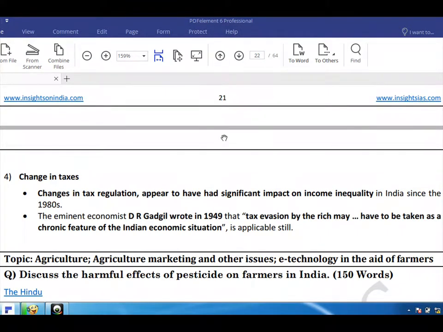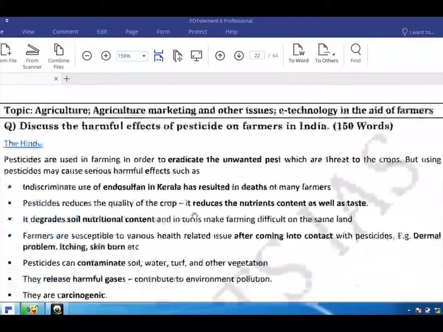Topic: agriculture, marketing and other issues. E-technology and the aid of farmers. Q. Discuss the harmful effects of pesticides on farmers in India. 150 words. The Hindu. Pesticides are used in farming in order to eradicate the unwanted pests which are a threat to the crops. But using pesticides may cause serious harmful effects, such as the indiscriminate use of Endosulfan in Kerala, which has resulted in deaths of many farmers.